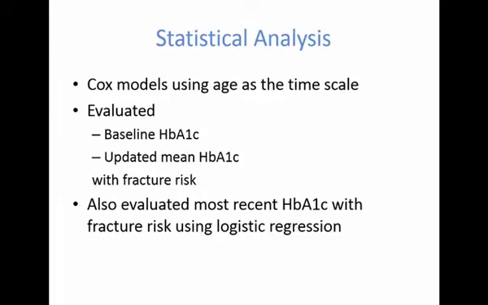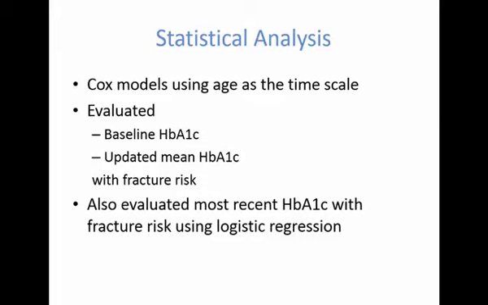So for our analysis, we use Cox proportional hazard models, and we use age as our time scale. And we evaluated baseline A1C. So we looked at their first A1C after they were diagnosed with diabetes and after the age of 65. And we also use what's called updated mean A1C. That means their average A1C values during the time we're following them. So if they had like 3 A1Cs during the time that we followed them, we took the average of that, and that's the updated mean. And we looked at that and assessed it with fracture risk.